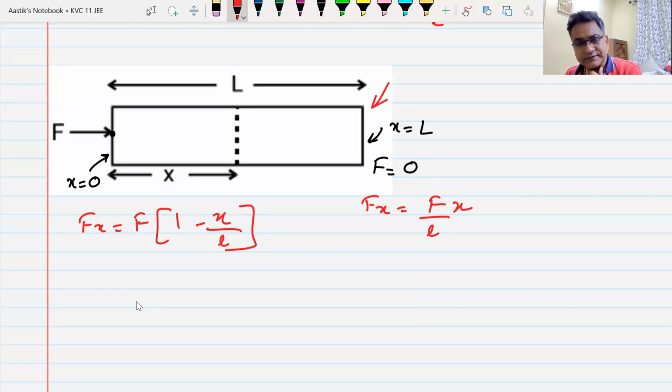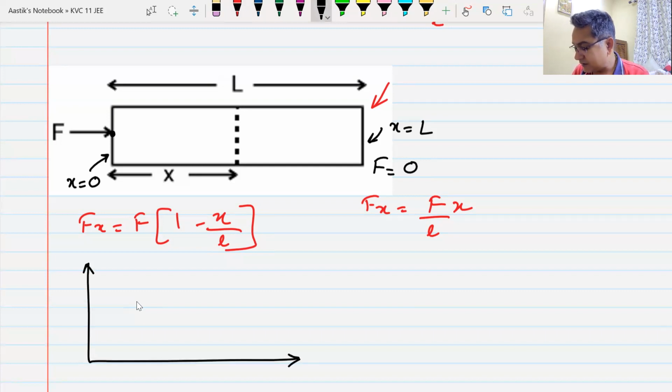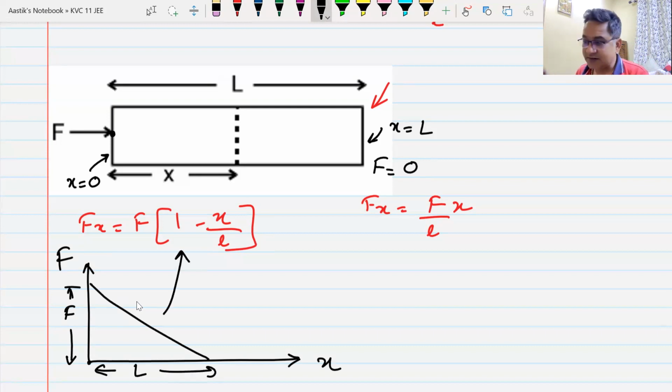Do we understand how we have done this? You put the value of x as 0, you will get F. You put the value of x as L, you will get 0. Force varies from F to 0. Graph: this is F and this is x. The graph is like this. When x is 0, this is F naught or F. When F is 0, x is equal to L. This is the equation of this line, nothing else.